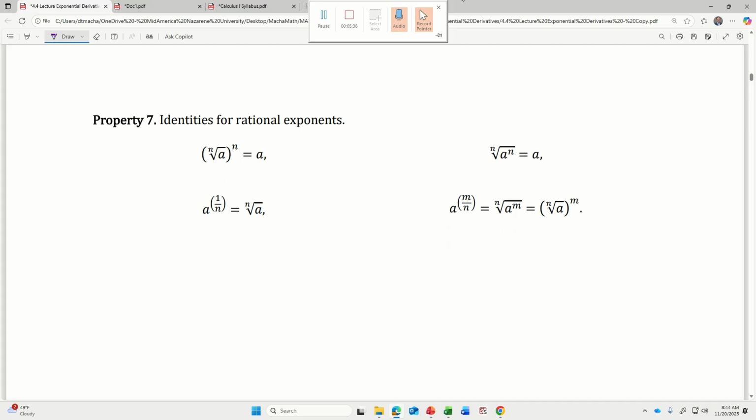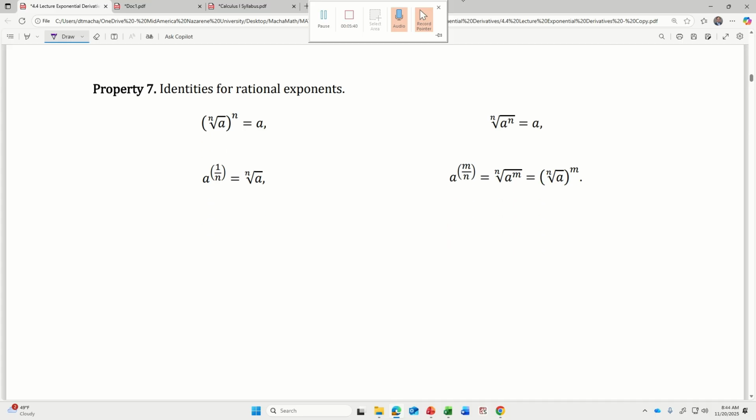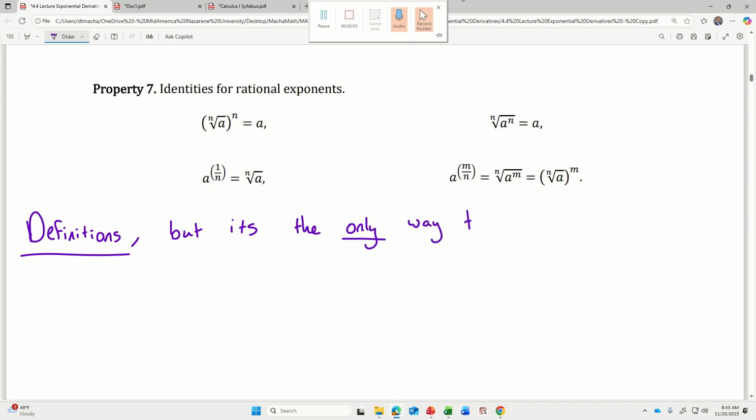These are our identities for rational exponents. And again, in a way, these are definitions. This is how we are defining how we're going to treat a rational exponent. But in fact, it's the only way to define rational exponents.